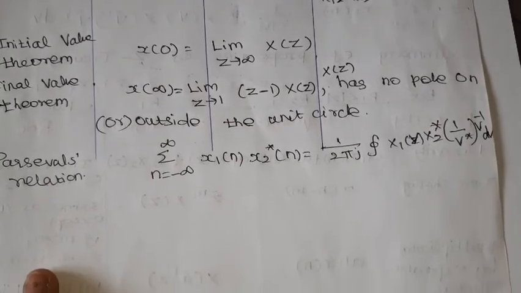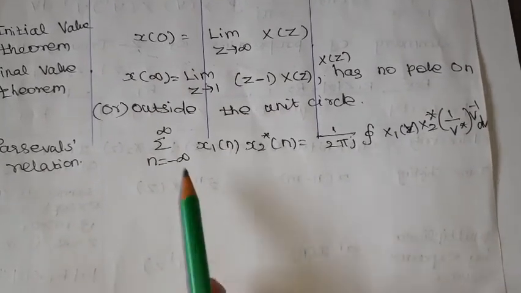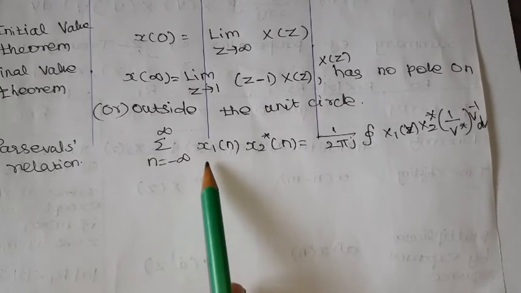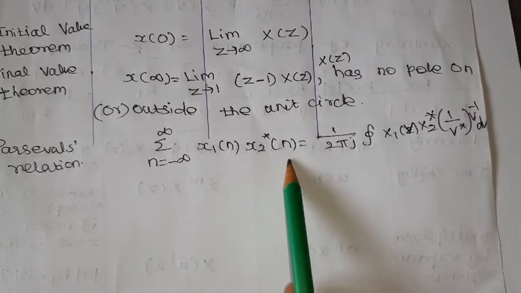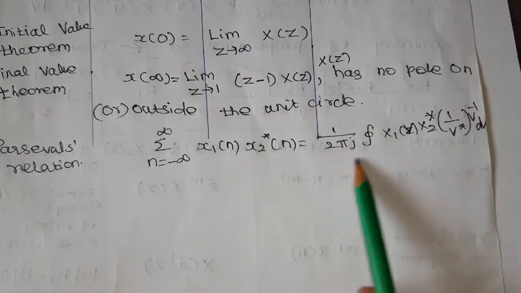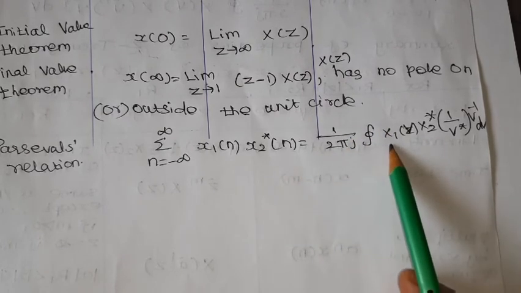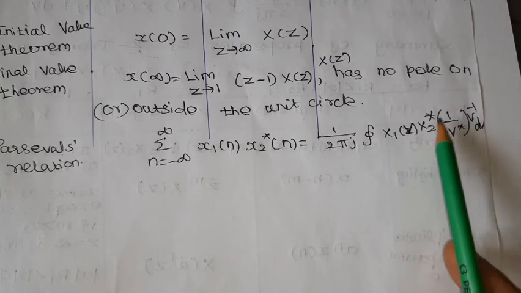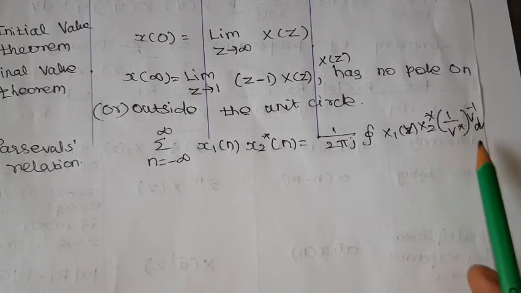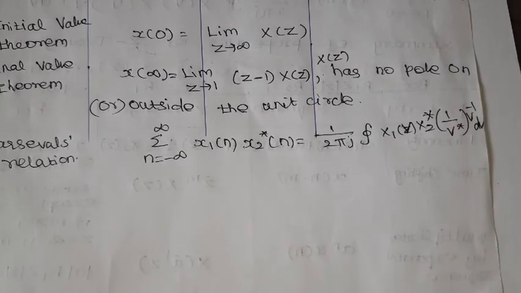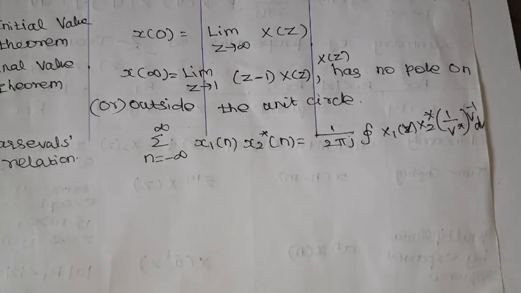Then, Parseval's relation: summation n equal to minus infinity to infinity x1 of n into x2 star of n is equal to 1 by 2 pi j closed integral x1 of v into x2 star of 1 by v star into v inverse dv. These are all the properties of Z transform. This is very, very important in solving Z transform problems.